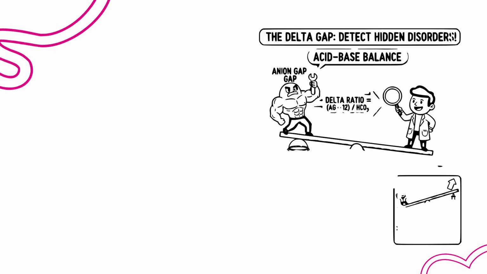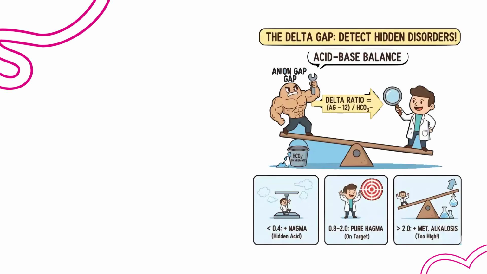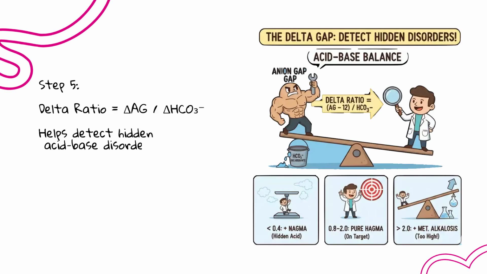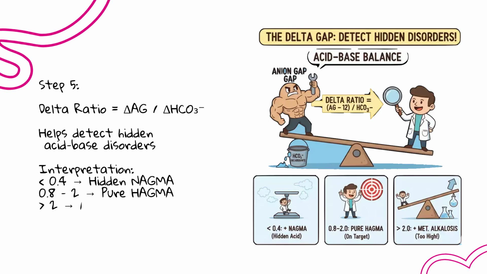Step 5. The delta gap. This calculation is to correctly diagnose a high anion gap metabolic acidosis. The delta ratio is change in anion gap divided by change in bicarbonate, delta AG over delta HCO3. Interpretation is to detect hidden disorders. Less than 0.4, you also have a hidden normal gap acidosis. Between 0.8 and 2, this is pure high gap acidosis. Greater than 2, additional metabolic alkalosis.